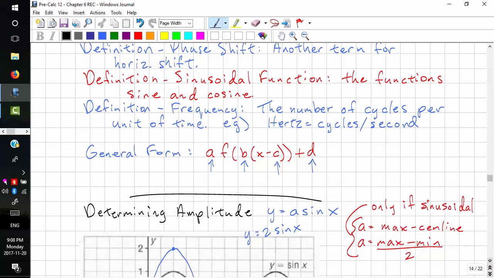Okay, and the general form is a f(b(x minus c)) plus d. And we're used to seeing this as c, d, h, and k. We've seen a and b before as well, but we don't say h or k, we just say c and d.